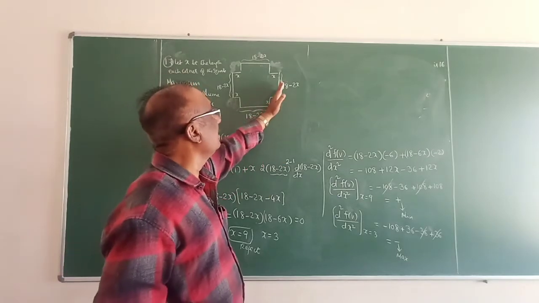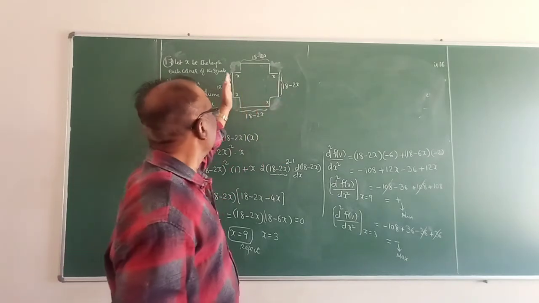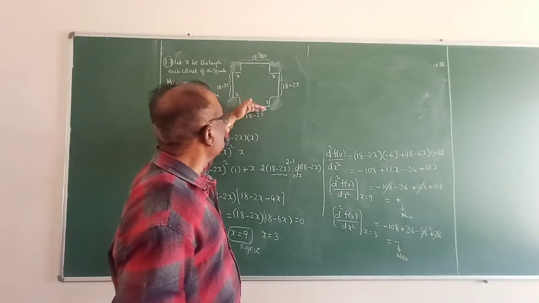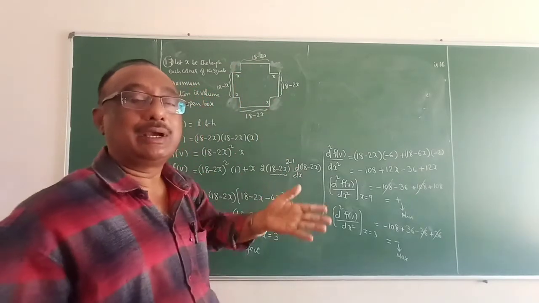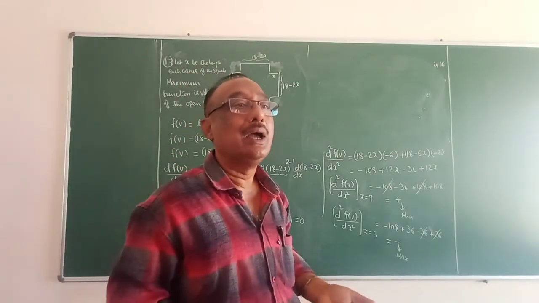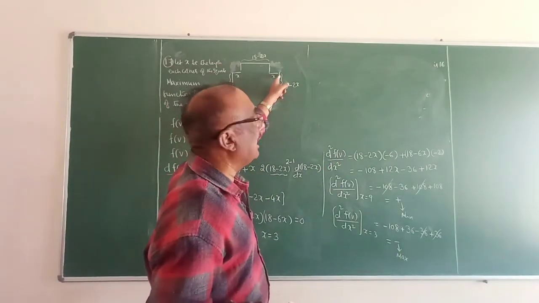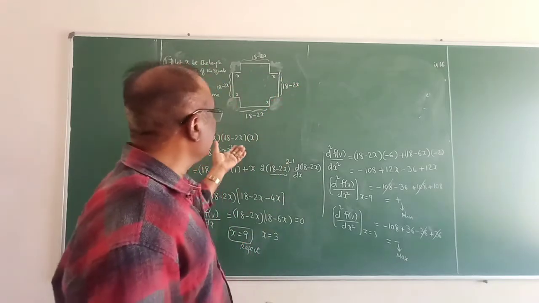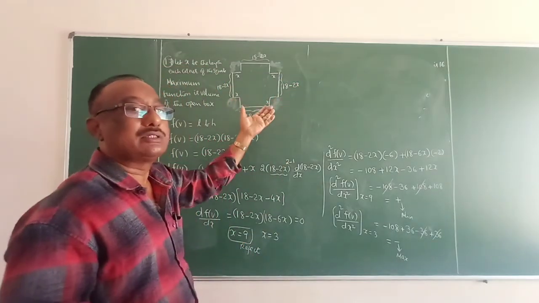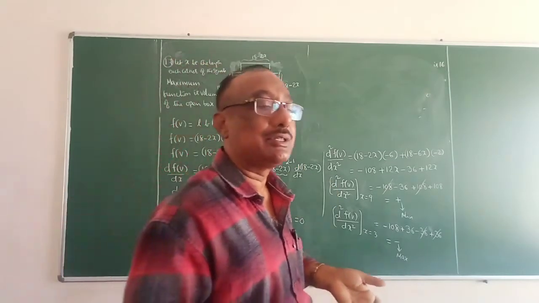You make this part upright, this part upright, this part upright, and this part upright. It will become an open box. The height of the open box is the same x only. You can see the volume: it will become an open box after folding up the flaps.